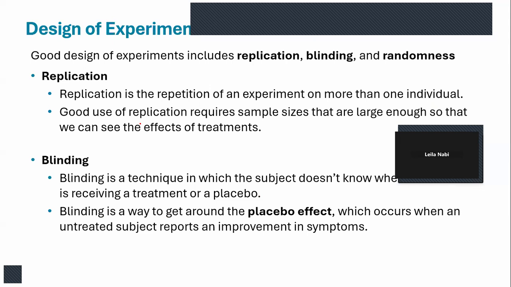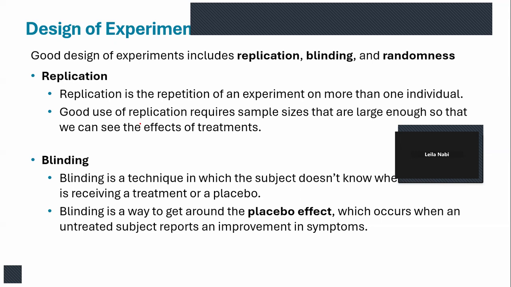To have a good design of any experiment, the researcher must include replication, blinding, and randomness. What does it mean? Replication means repeating the experiment. If they want to have a good result for any experimental design, it's good that they repeat that experiment on more than one individual. And it's better that they choose a sample size that is large enough to show the effect of that treatment. Okay?